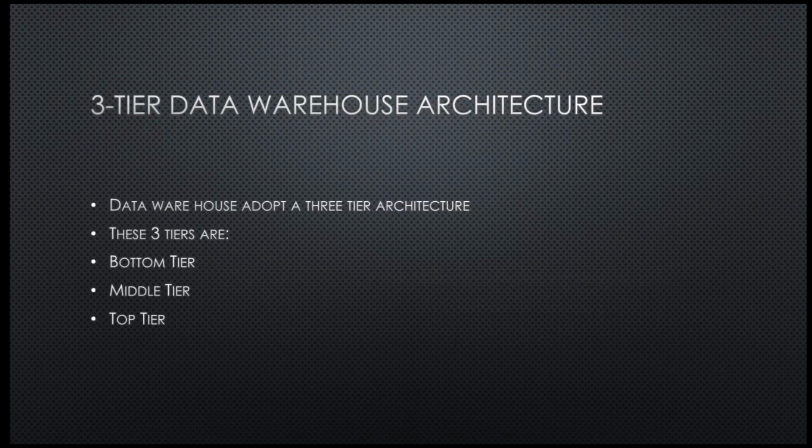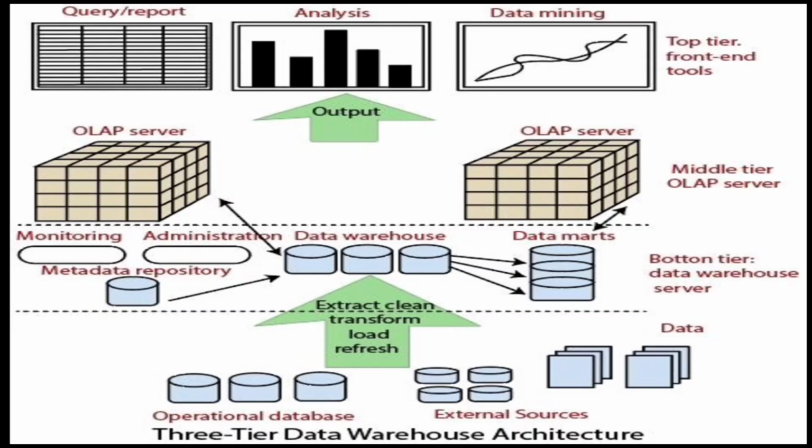Multi-tier architecture means the three-tier data warehouse architecture. Data warehouses adopt a three-tier architecture. These are the three tiers: bottom tier, middle tier, top tier. Before going to the topic, let me show the three-tier data warehouse architecture diagram.